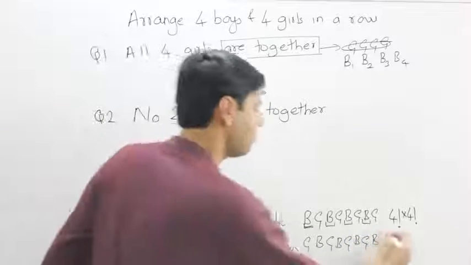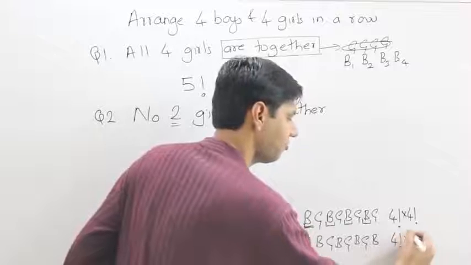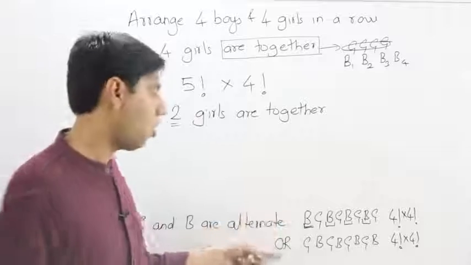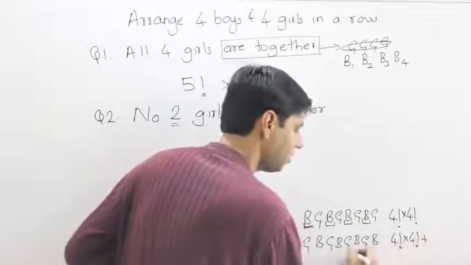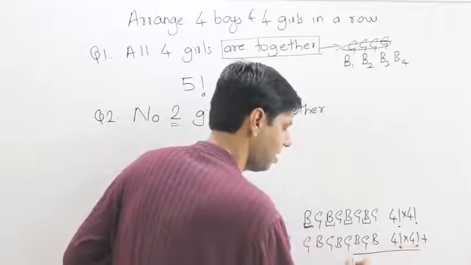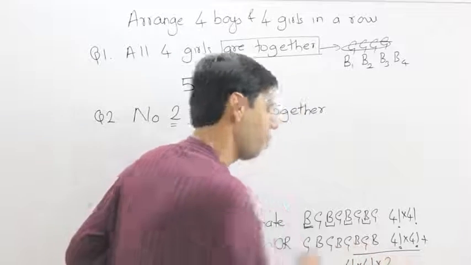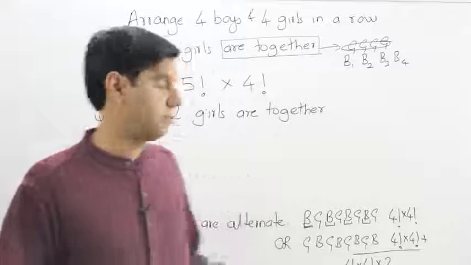Right? Again, this will have a similar logic, 4 factorial into 4 factorial. And one of the 2 cases will happen, either the first one or the second one. So we would be adding this, or in short, the answer here is straight 4 factorial into 4 factorial into 2. Quite a few of us are aware of this.